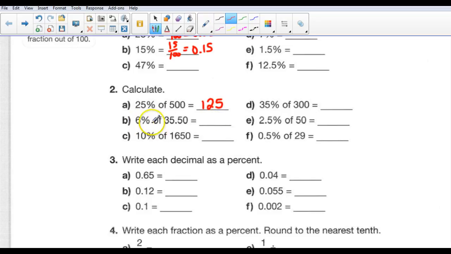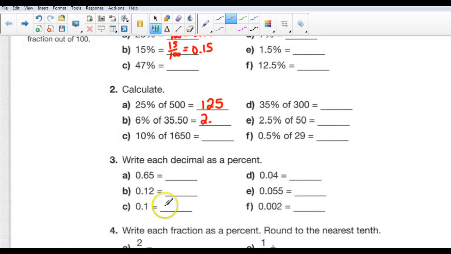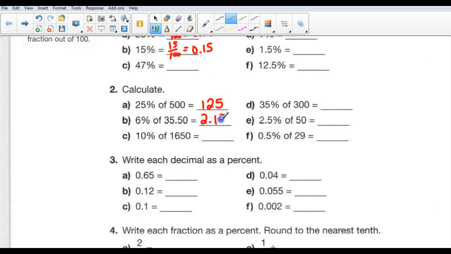Let's do B. 6% of 35.50. Okay. So we know 6% is just 6 over 100, which is 0.06, and the word of means to multiply. So multiply by 35.5, 0.06 times 35.5 equals $2.13. Okay, so you do the other 4.